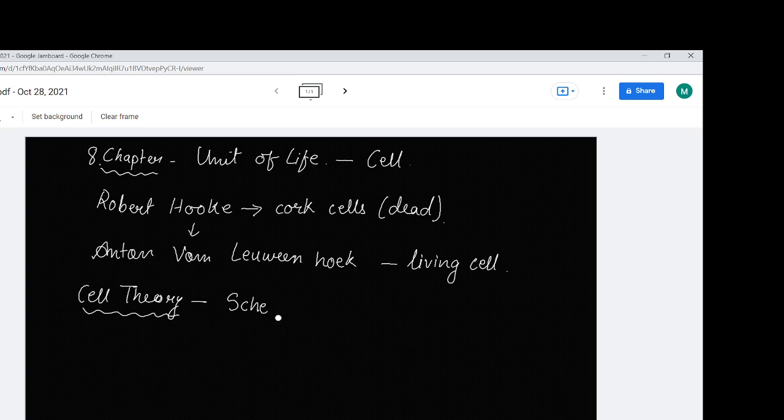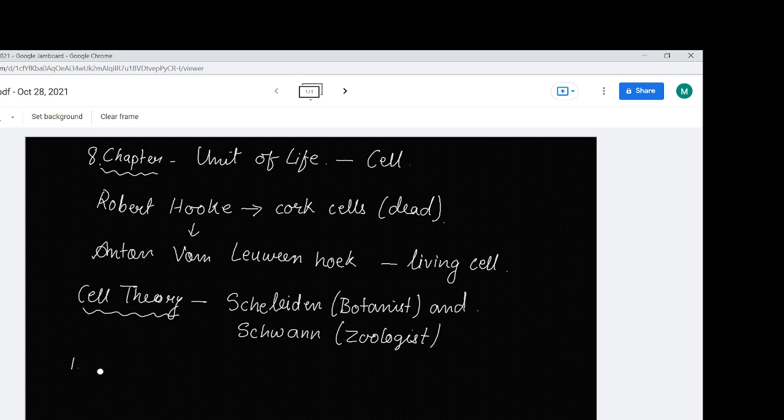So let me correct the spelling. Schleiden, who was the botanist, and Theodor Schwann, Schleiden and Schwann, who was the zoologist. So their combined report says that the organisms are composed of different types of cell.